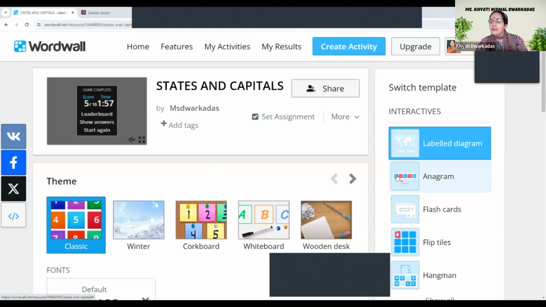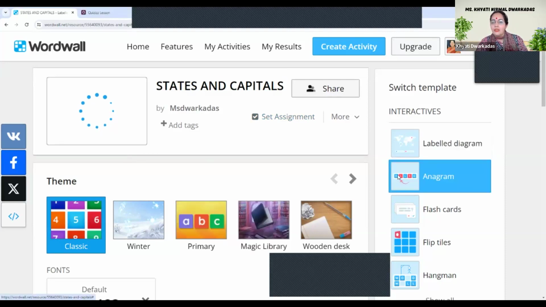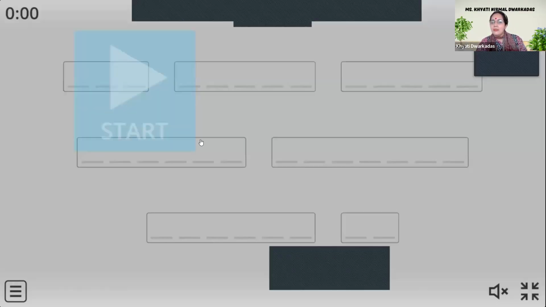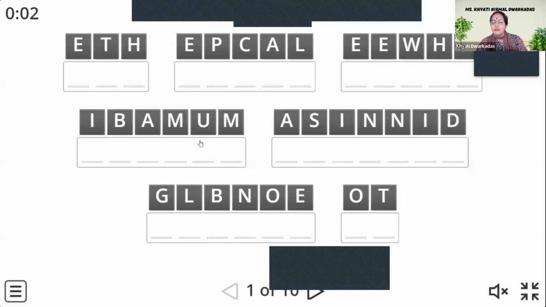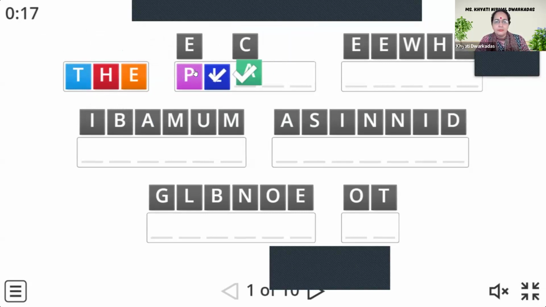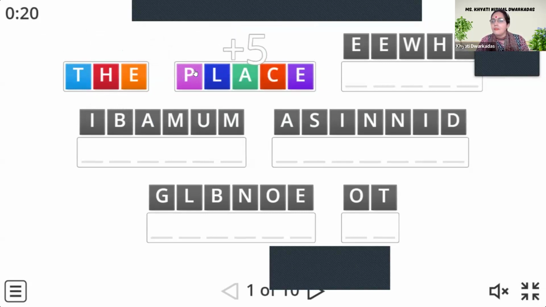What if I wanted to make an anagram? Over here on my screen, you can see the options available. The same game I have converted into anagram. Okay. So ETH could probably be the, and you write the, capital, probably, or the place. And you could probably play it this way.